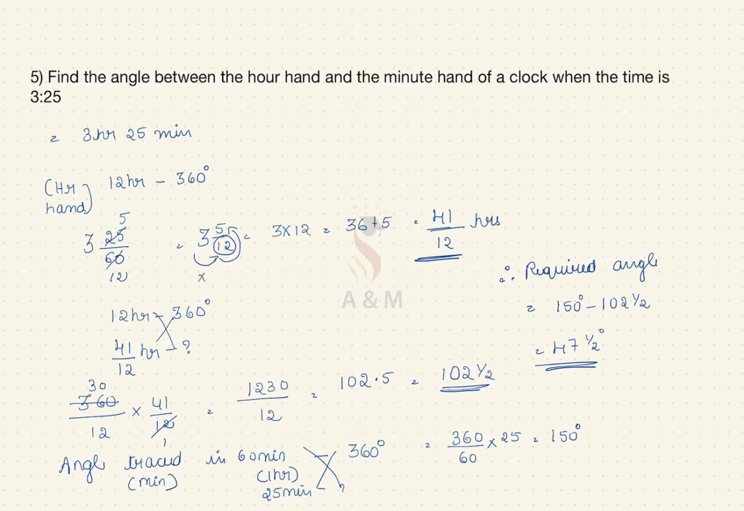Why are we subtracting these two angles? This is because first we calculated the hour hand angle, in which you got 102 and a half degrees. That includes your 25 minutes also, correct? You want the required angle between the hour hand and the minute hand. Therefore at the last we subtract the two angles and you get 47 and a half degrees. This is the angle between the hour hand and the minute hand of a clock when the time is 3 hours 25 minutes.